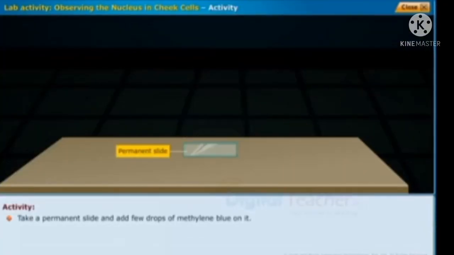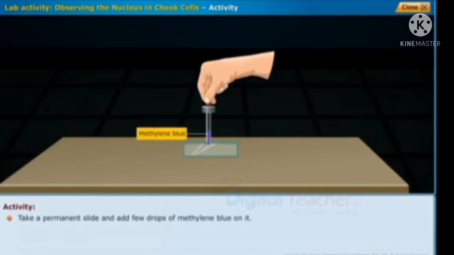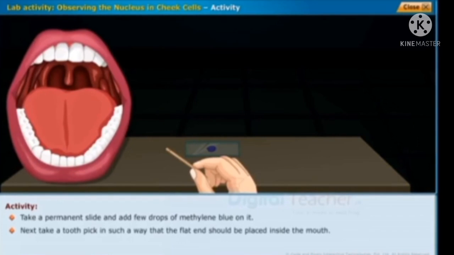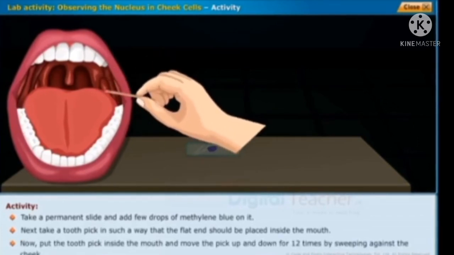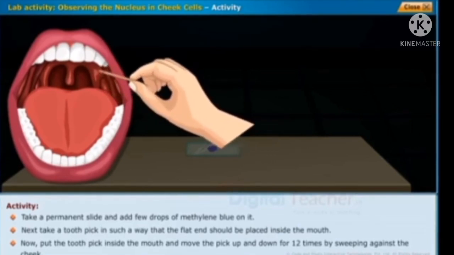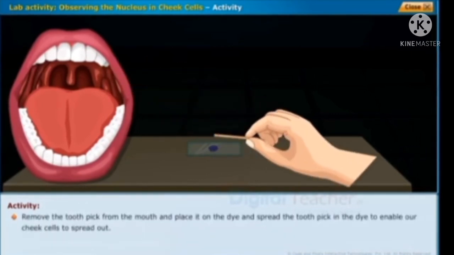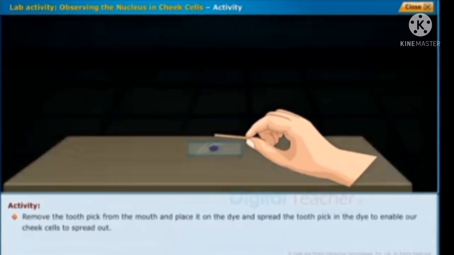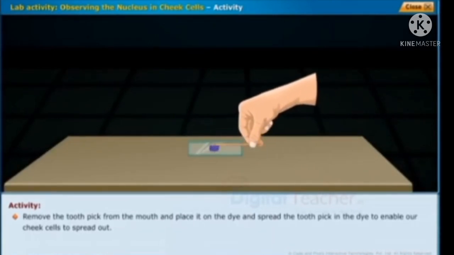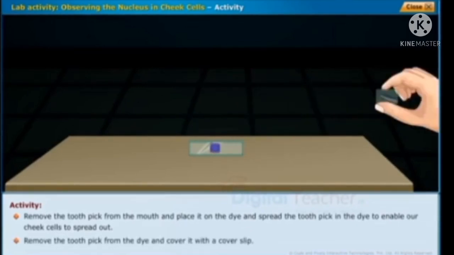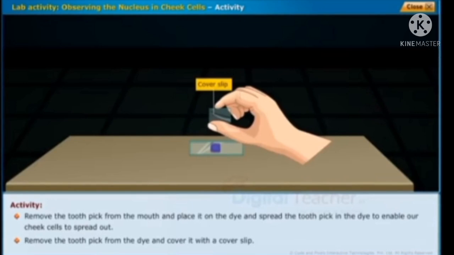Now coming to do the activity. Take a permanent slide and add a few drops of methylene blue on it. Next, take a toothpick in such a way that the flat end is placed inside the mouth. Put the toothpick inside the mouth and move it up and down 12 times, sweeping against the cheek. Remove the toothpick from the mouth, place it on the slide and spread it on the slide to enable our cheek cells to spread out. Remove the toothpick from the slide and cover it with a cover slip.